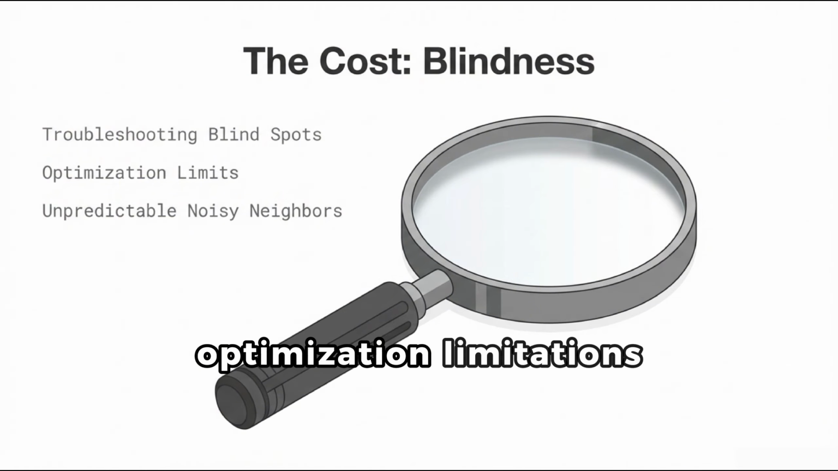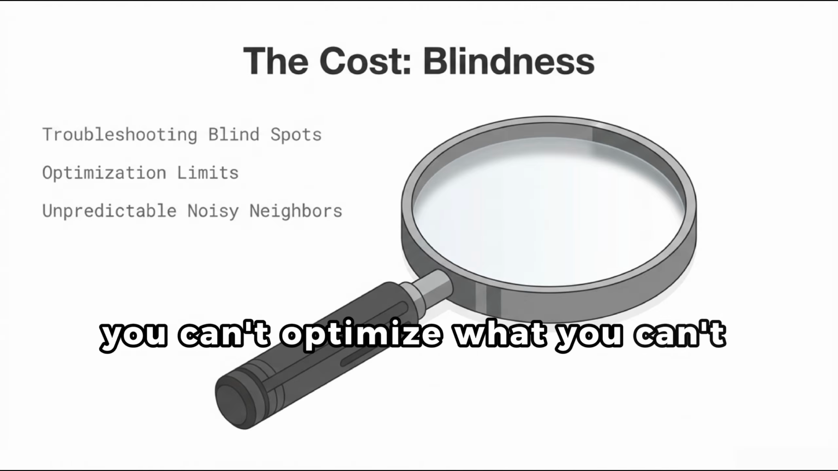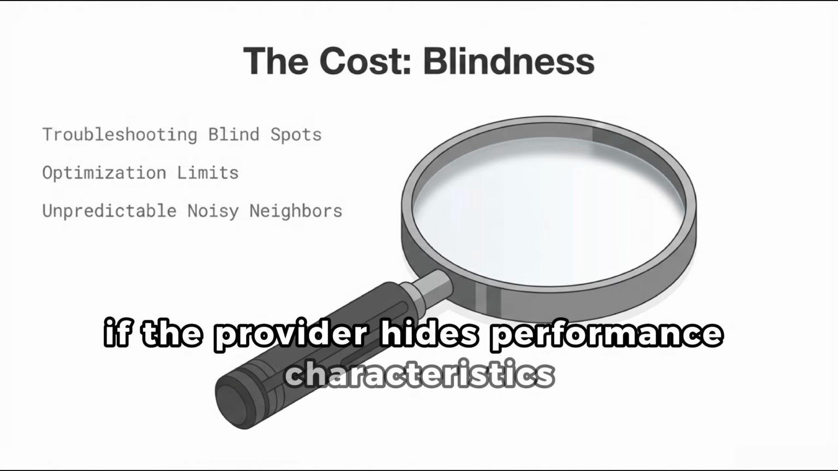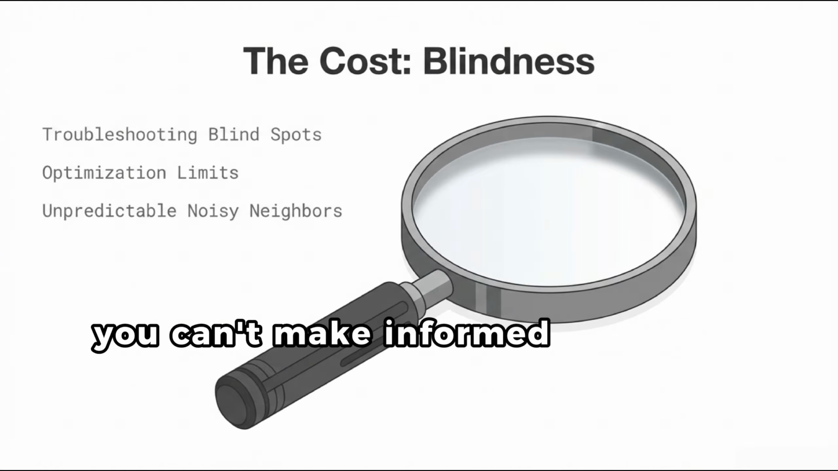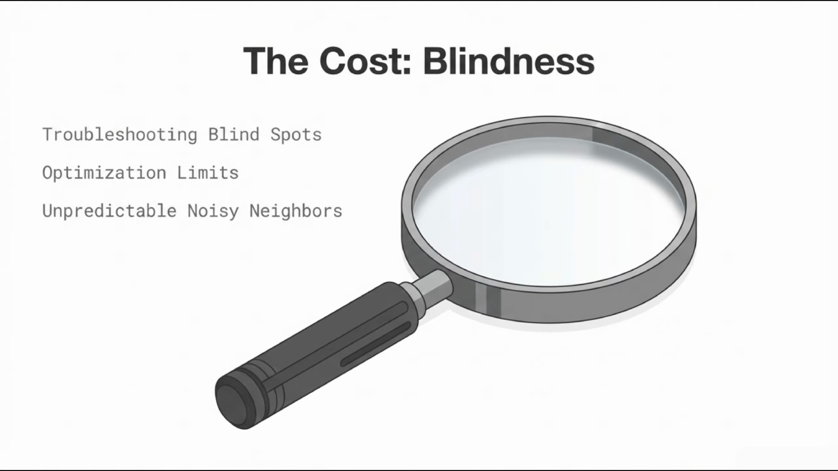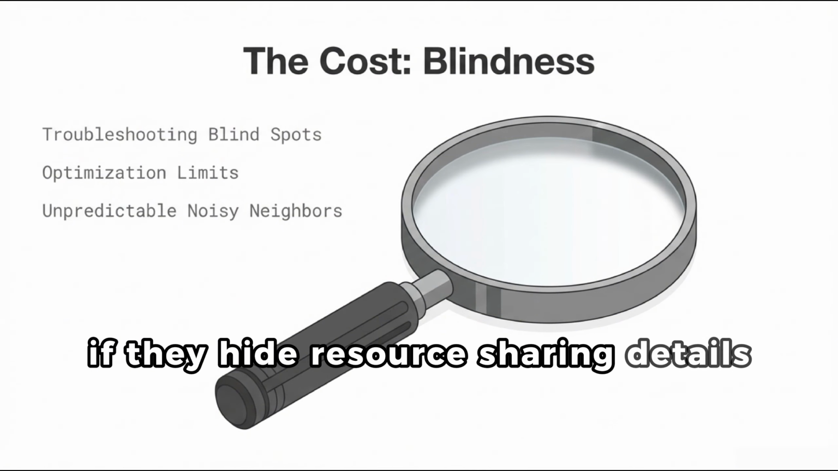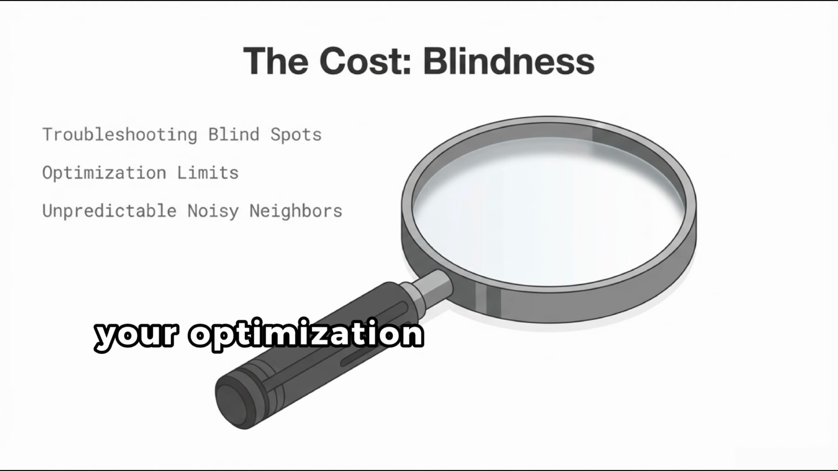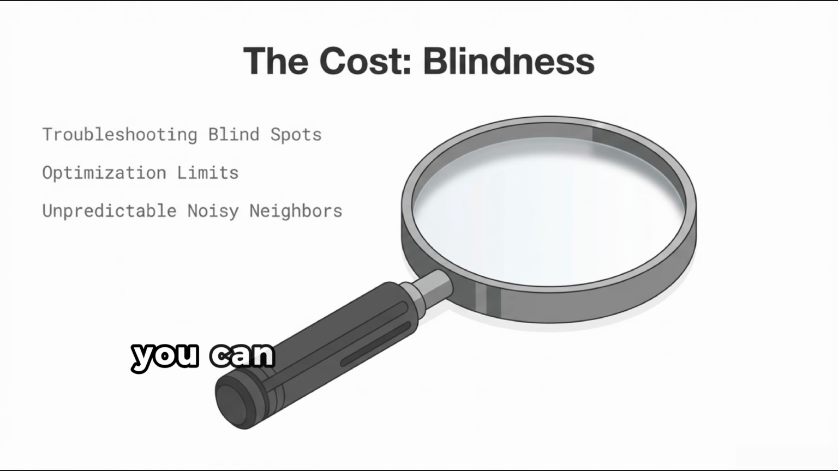Optimization limitations. You can't optimize what you can't measure or understand. If the provider hides performance characteristics, you can't make informed decisions about architecture. If they hide resource sharing details, you can't avoid noisy neighbor problems. Your optimization is limited to the abstraction layer you can see.